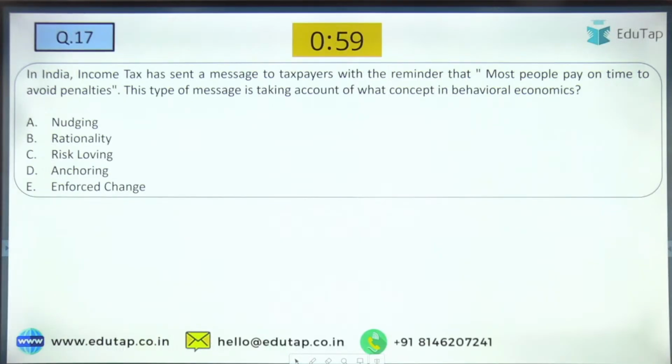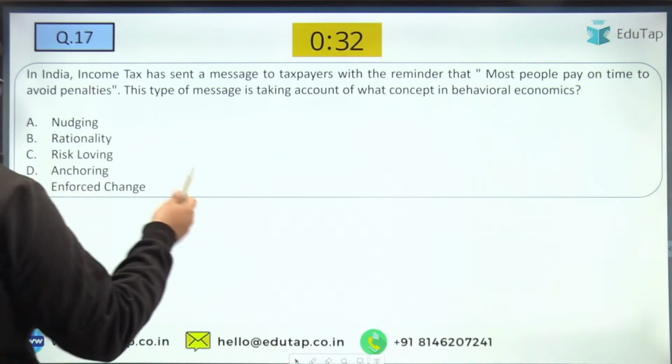Good. Question number 17. Yes, Parul, Preeti, Gopal, and Satvik have given the right answers. Come on. Question number 17. Now this question is based on general management again. In India, income tax sends a message to the taxpayers with a reminder that most people who pay tax on time avoid penalties. This type of measure is taking account of what concept in behavioral economics?